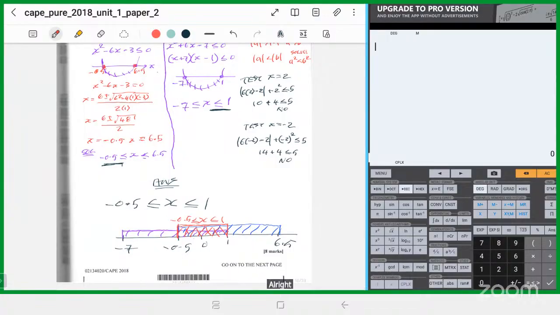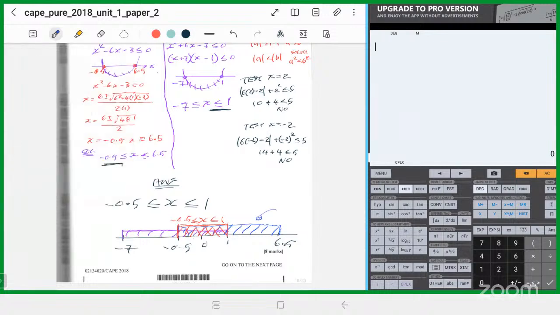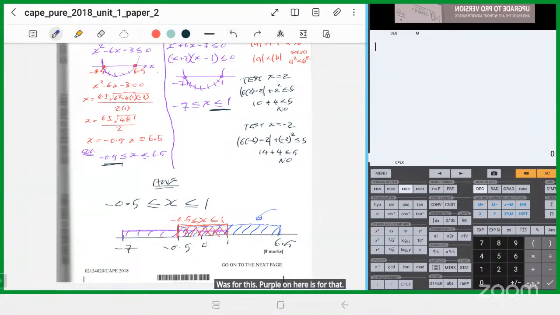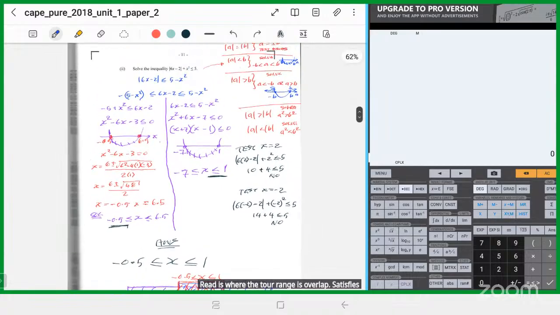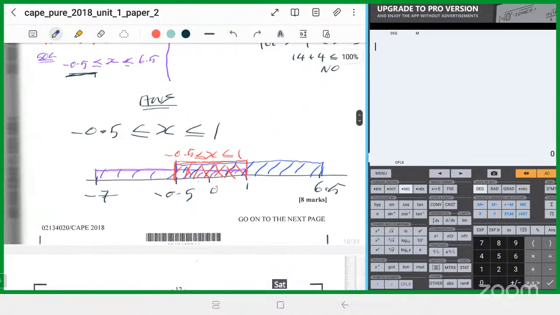Alright, so this blue was for this, and the purple down here is for that. The red is where the two ranges overlap, satisfying both sides of the inequality. This side of the inequality and that side of the inequality are satisfied inside the red region.